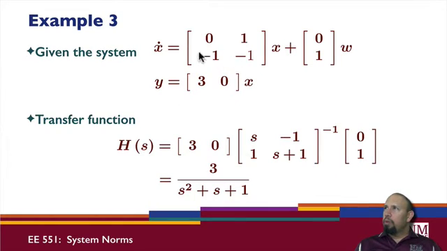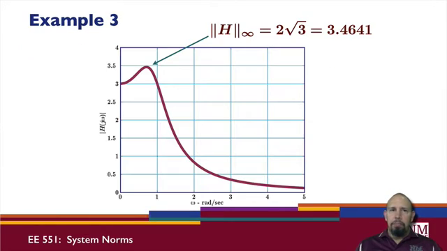For our next example, we start off with this system. Again, there's a D matrix, and we can compute the transfer function for this system. We can obtain the Bode plot for this system and find the maximum. In this case, it happens to be this quantity. We can do that by doing the Bode plot and zooming in. So 3.46: it's above 3.4, below 3.5.